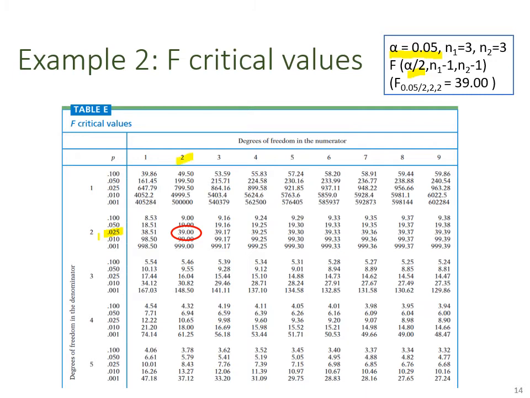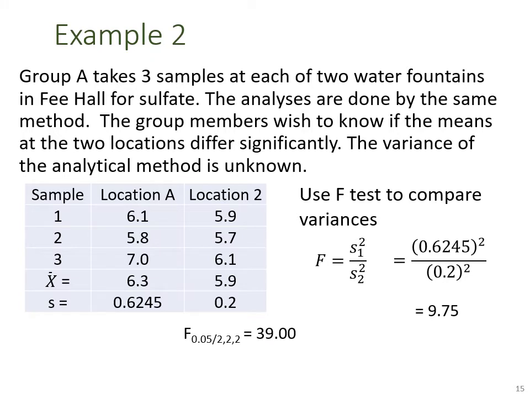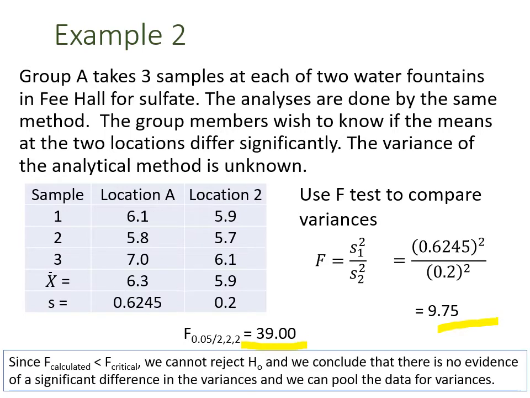So it's really a two-tailed test that we're using. The degrees of freedom in both cases are 2. In both cases we had 3 observations, and the number of degrees of freedom is n minus 1. So we see here that we have a critical F value of 39. As mentioned, we've got a critical F value of 39. We've got an experimental F value of 9.75.